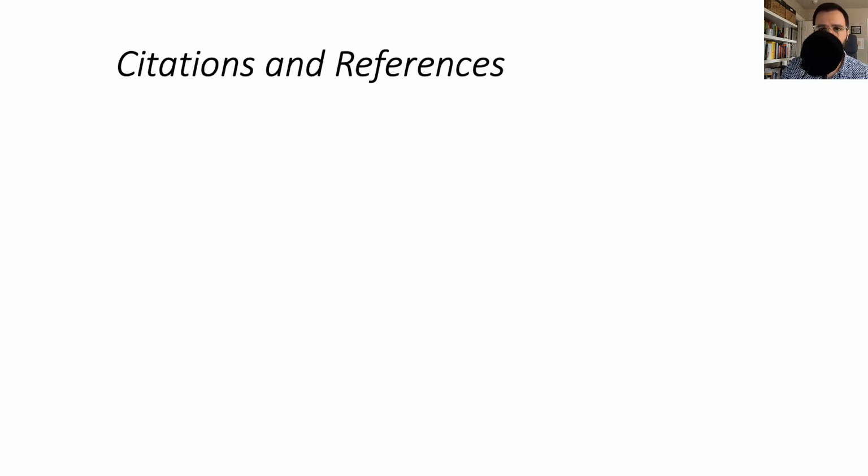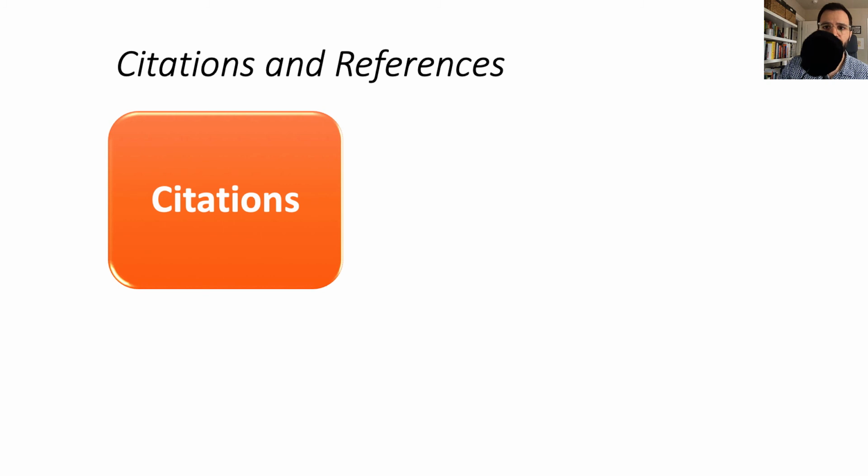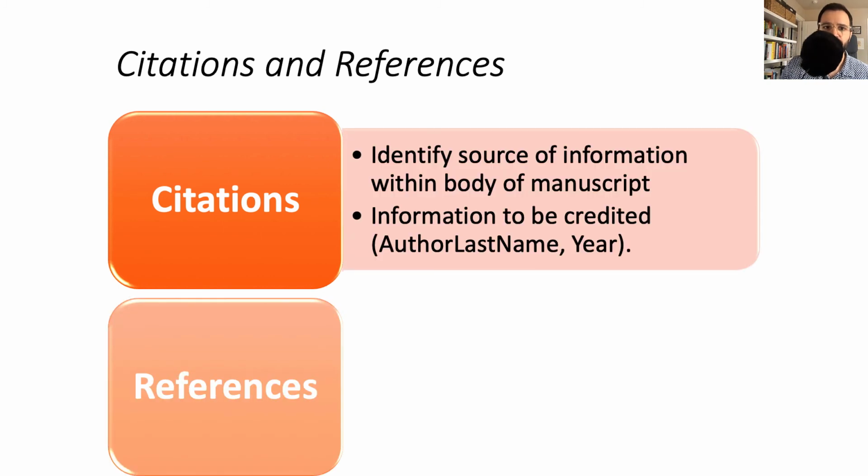So the first thing we should do is differentiate these two terms, citations and references. Citations happen within the body of the manuscript, and what they serve to do is identify the source of a piece of information. In APA at least, you cite that with the last name of the author or authors and the year, and we'll talk about how to deal with different numbers of authors in just a second.